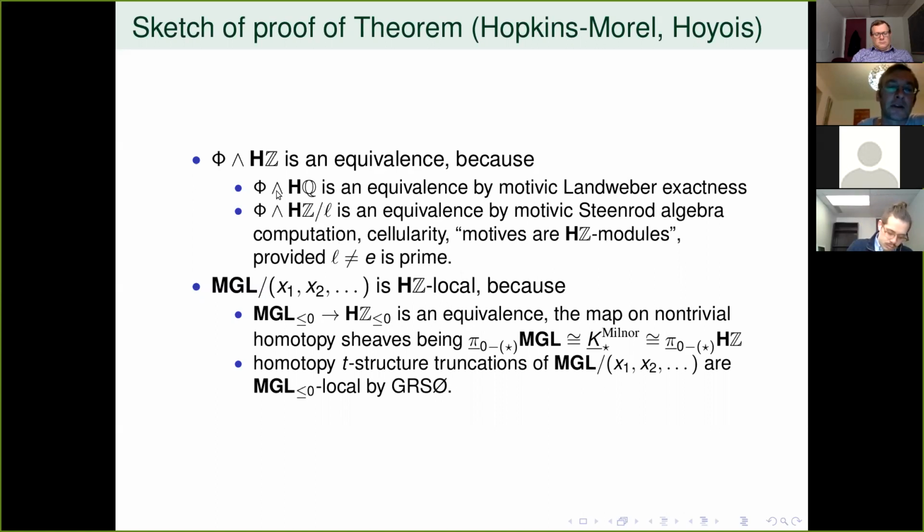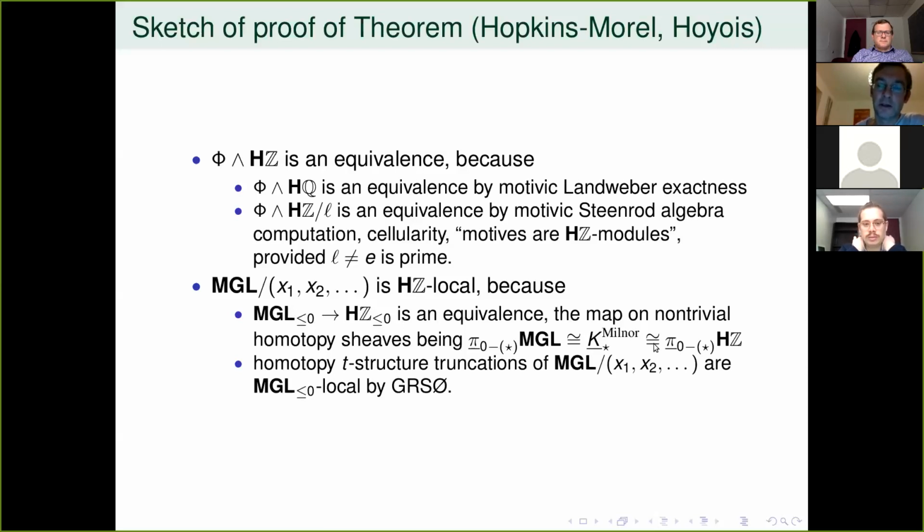you can deduce that the actual map phi is an equivalence once you know that this quotient here is an HC local motivic spectrum. And for this, you look at the zeroth co-connective covers. So you truncate everything above 1 with respect to the homotopy t-structure. This computation is rather straightforward: in both cases you get that the corresponding pi 0 is just Milnor K-theory and the canonical map here is an isomorphism.